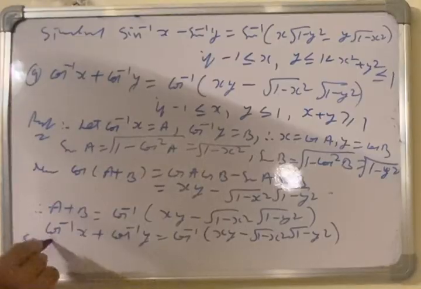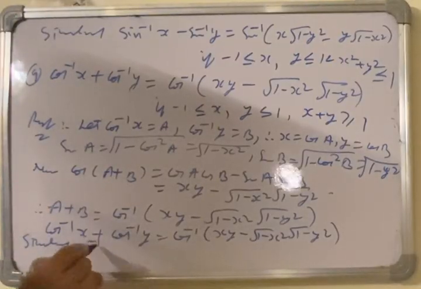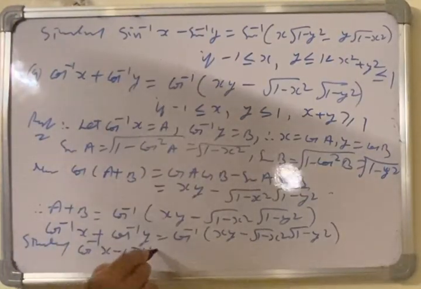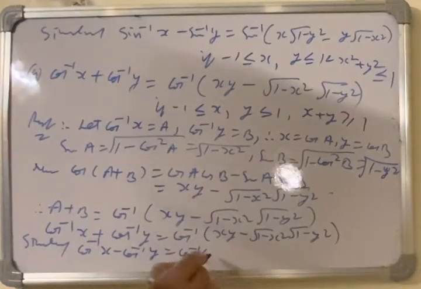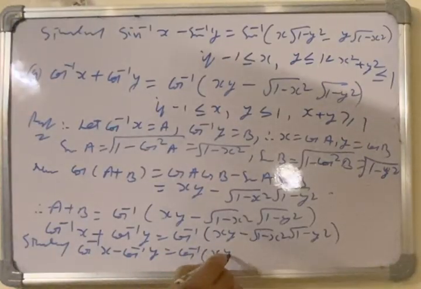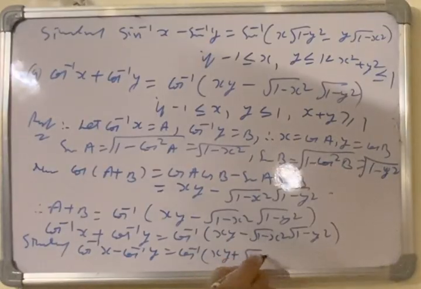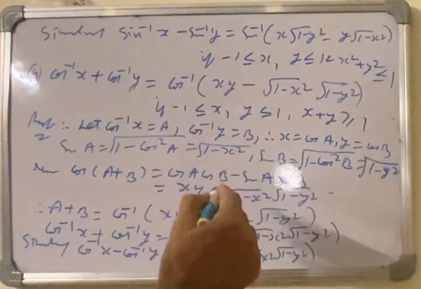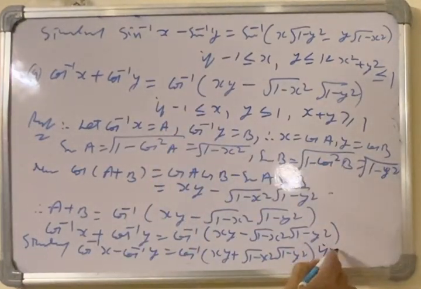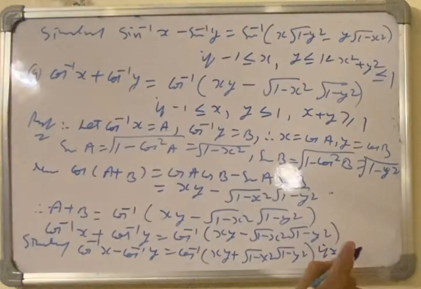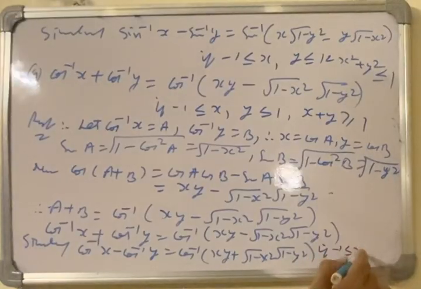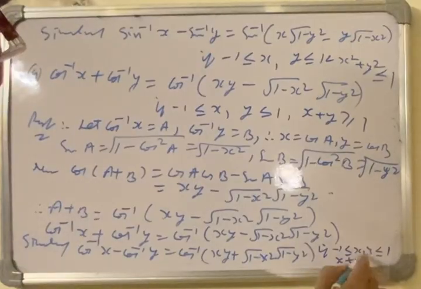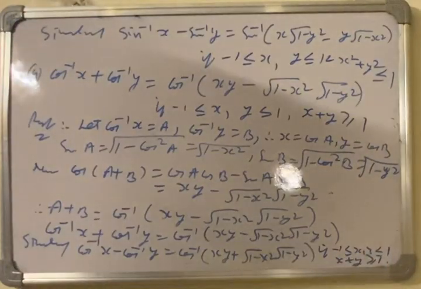Similarly, cos inverse x minus cos inverse y is cos inverse xy plus square root of 1 minus x square into square root of 1 minus y square. Same condition: minus 1 is less than equal to x, y is less than equal to 1, and x plus y is greater than equal to 1.